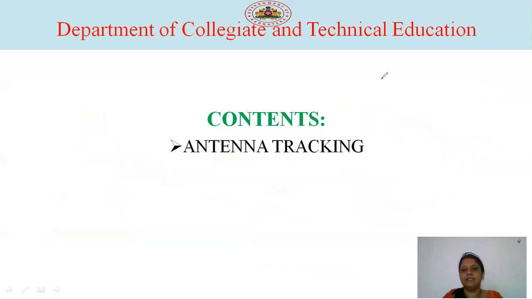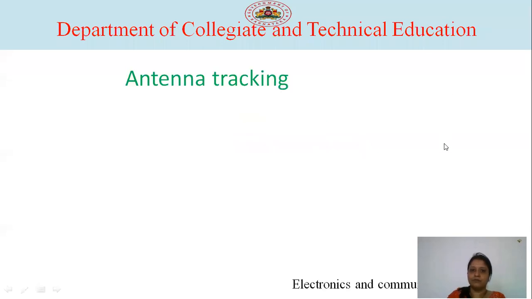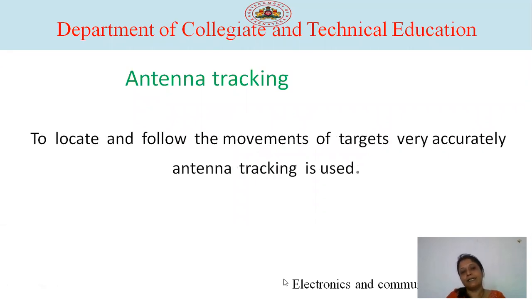That is, in case of the scanning, the wide fan shaped beam is used to cover the region. Once the target is located, once the target is detected, to follow that particular target continuously, a very narrow beam is applied, and that will continuously follow the particular target. Following that particular target continuously is called the antenna tracking. That is, to locate and follow the movements of the target very accurately, antenna tracking is used.